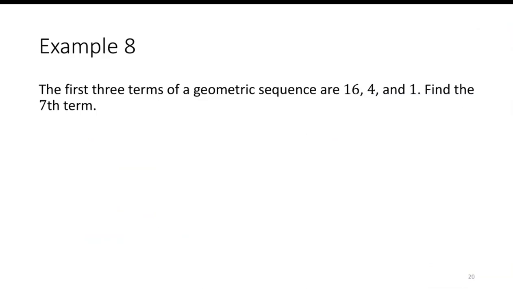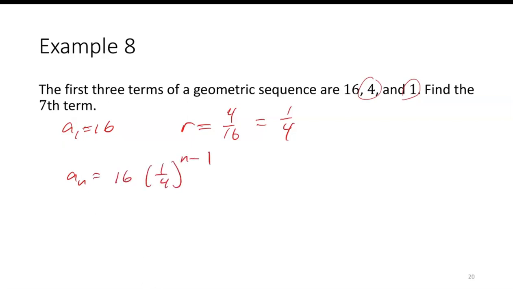Let's see, the first three terms are 16, 4, and 1, and I want to find the seventh term. So I know that a sub 1 is 16, and to find r, I'll take one term and divide by the previous. So I can do 4 divided by 16, which is 1/4, or you can just go 1 divided by 4. All right, that's our r. And that tells me that a sub n is going to be 16 times 1/4 to the n minus 1. And so the seventh term is 16 times 1/4 to the 6.